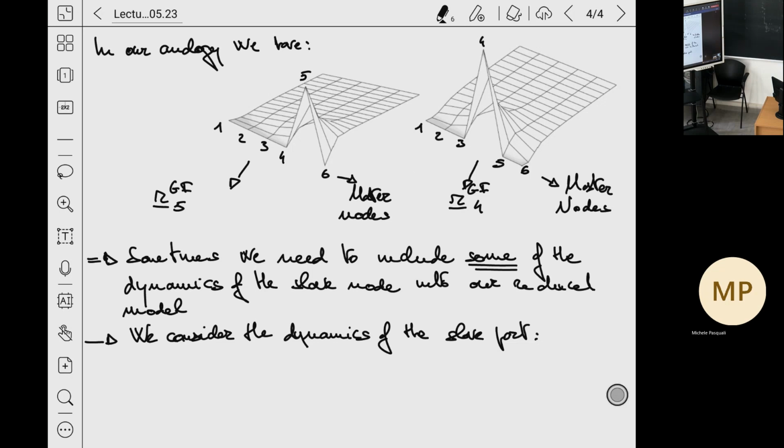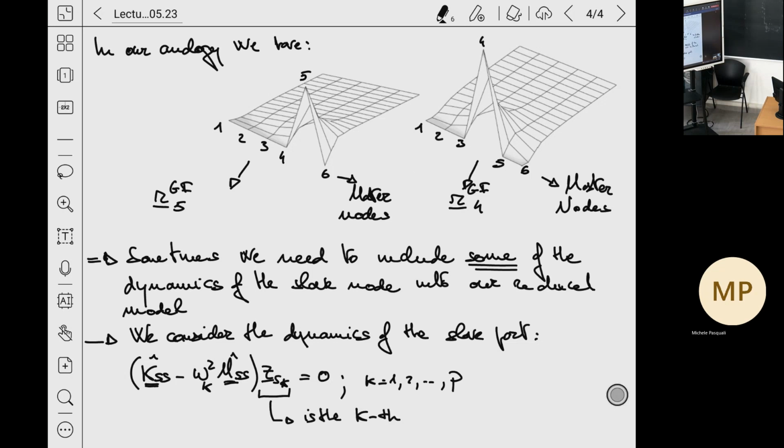So we consider again the eigenproblem. KSS minus omega squared times MSS, applied over the vector Z_k, equal to 0, for k going from 1 to 2, for example, up to the number P, where this is the kth eigenvector of the slave nodes.